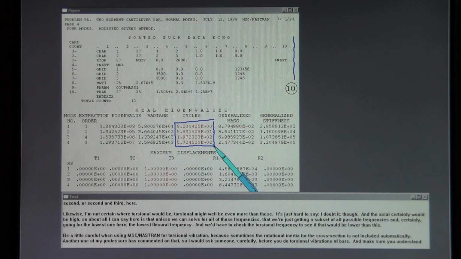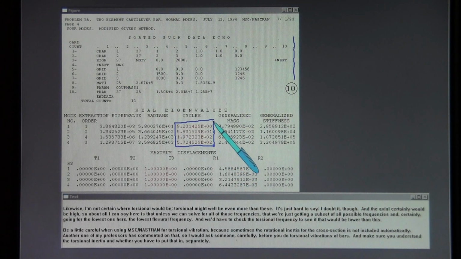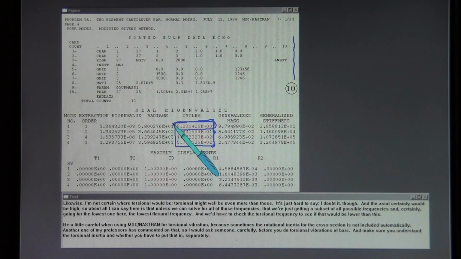All I can say here is, unless we solve for all of those frequencies, we're just getting a subset of all possible frequencies, and certainly going for the lowest one here, the lowest flexural frequency, and would have to check the torsional frequency to see if that would be lower than this.